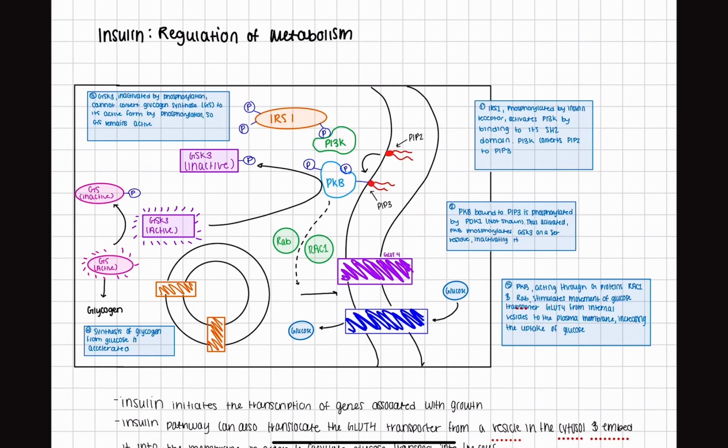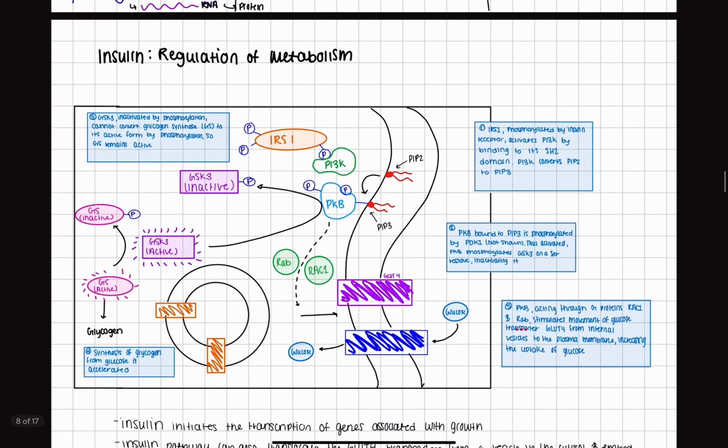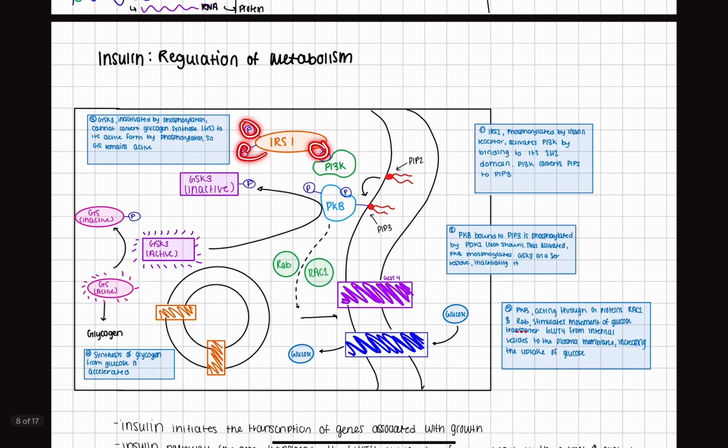We're going to talk about the regulation of metabolism, specifically insulin regulation. Previously we talked about how we got IRS1 to be phosphorylated. IRS1 is going to be phosphorylated by an insulin receptor tyrosine kinase. It occurs through a phosphoryl transfer to the tyrosine residue, and that's how we get these phosphoryl groups.